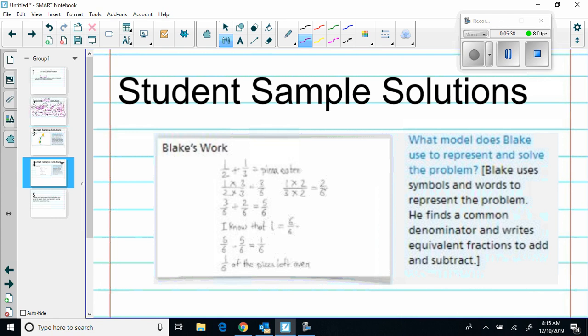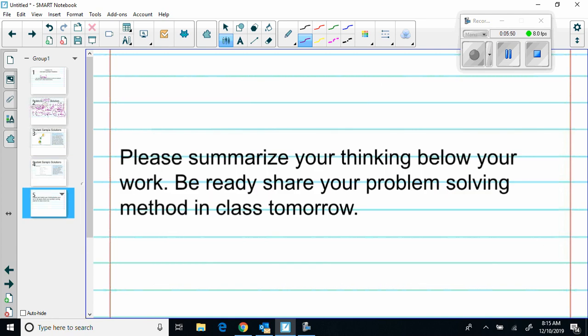Then we have Blake's work, and Blake solved the problem like I did. And he even did, I know that one whole is 6/6, so 1/6 was left over. So I would like you guys in your summary to decide what method you used. Did you draw a model or did you find a least common multiple and solve it that way? Please be prepared to describe your summary and your thinking.